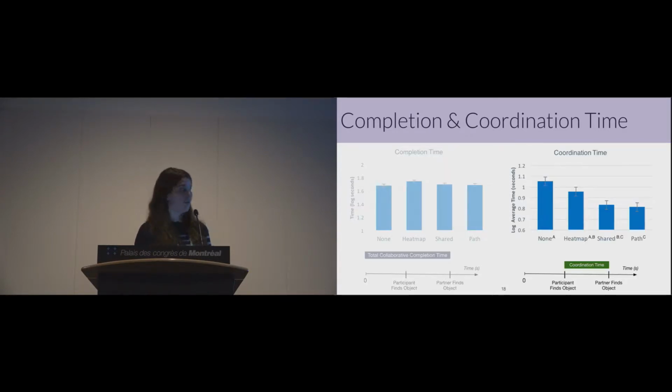But when we look at the coordination time, which is the amount of time it took from when your partner found the object to when you then found the object, so that explanation period of defining where the location is, we really see the effect of the gaze visualizations. We're seeing here the results of a Tukey's HSD test, which is showing that the path and shared area visualizations are significantly faster than no visualization, and heat map lies in the middle of those. And so what we're seeing is that with the gaze visualization, pairs are faster at coordinating on the location of the object together. So we can use the visualization as a resource to help communicate about the location of the object that we're trying to find. And this is consistent with the prior work that suggests that gaze visualizations can be useful as a referential pointer.